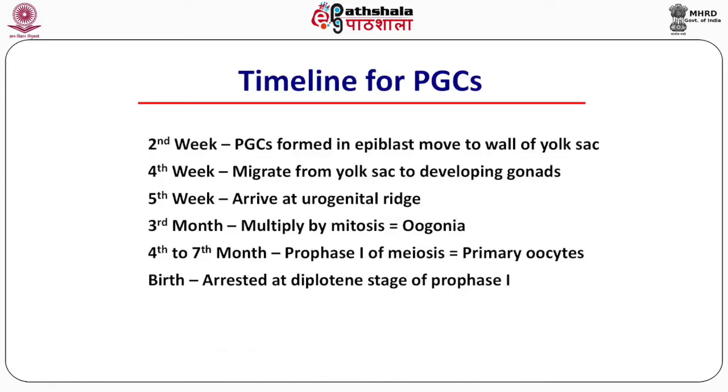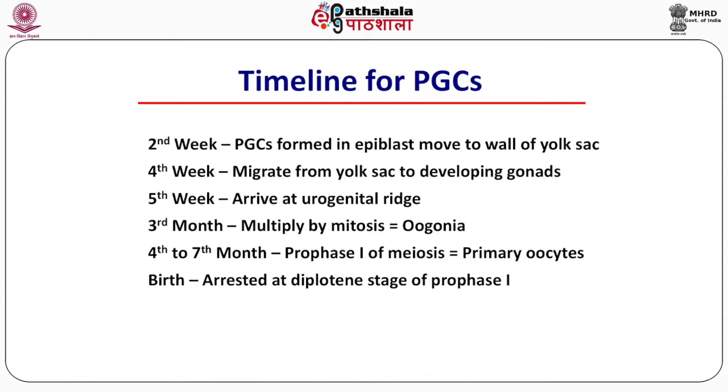So, to summarize the timeline for the PGCs, in the second week of fetal development, the primordial germ cells are formed in the epiblast and they move to the wall of the yolk sac. By the fourth week, they have migrated from the yolk sac to the developing gonads region. By the fifth week of development, they have reached the final position at the urogenital ridge.